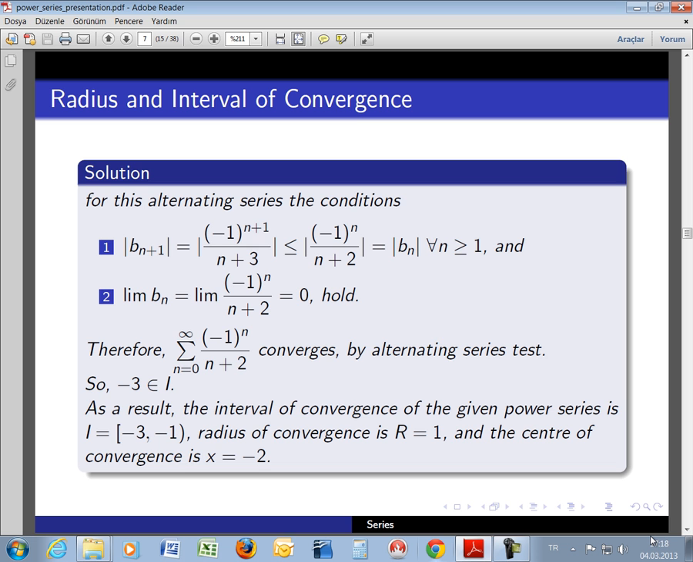Now we can write the interval of convergence. It is the interval closed at -3 and open at -1. The radius of convergence r is 1, where the center of convergence c equals -2. In this way, we solve this example.